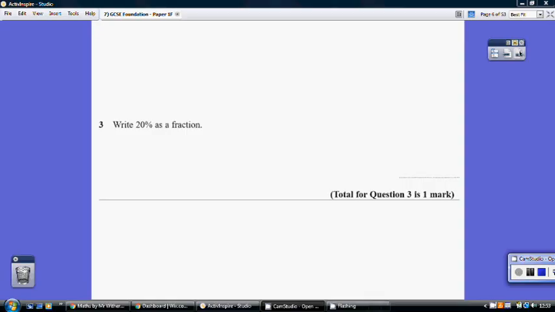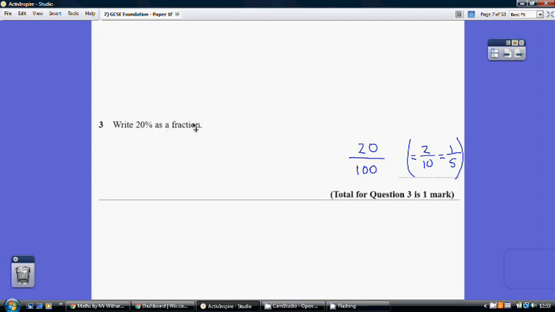Question 3. Write 20% as a fraction. Well, 20% means 20 out of 100, and that's fine as your final answer because it didn't ask you to simplify. If you have simplified, then you could have given 2/10 or 1/5, but 20 over 100 will give you the mark.